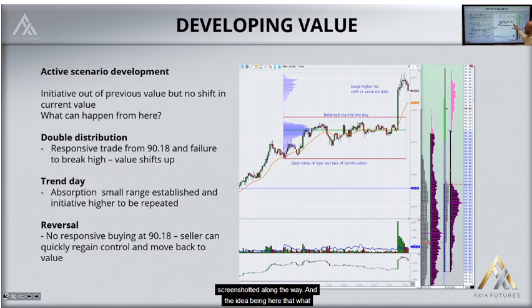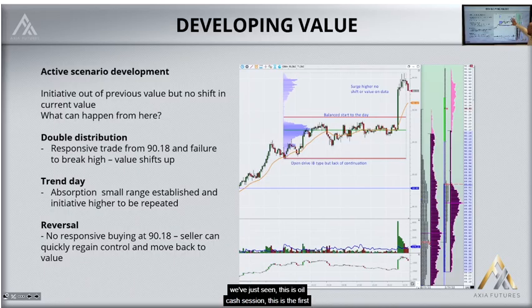The idea here is that what you've got to try and do is what I call active scenario development. This is all about saying to yourself, right, with what I've seen so far, what are my potential trades? What is this indicating to me could happen for the rest of the day?